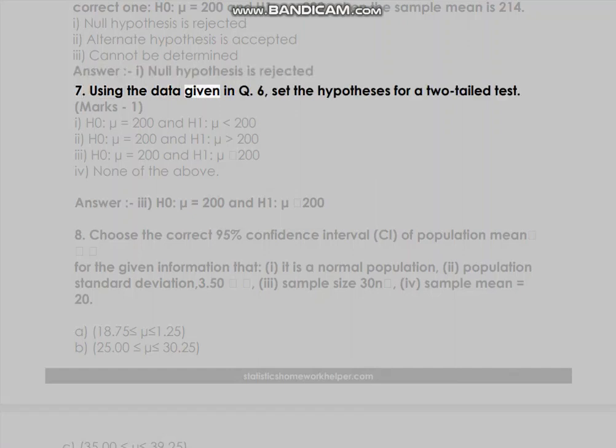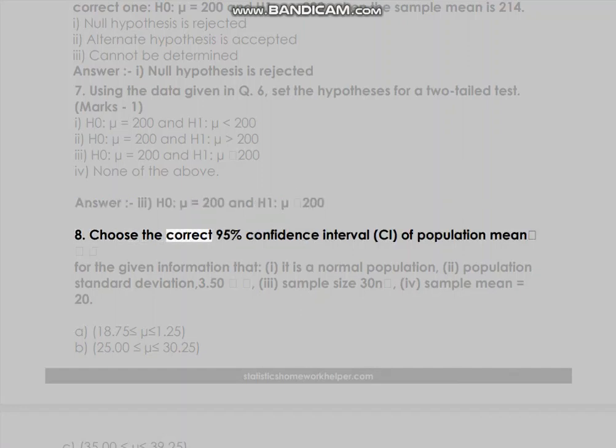7. Using the data given in 6, set the hypotheses for a two-tailed test. 1. H0: μ equals 200 and H1: μ less than 200. 2. H0: μ equals 200 and H1: μ greater than 200. 3. H0: μ equals 200 and H1: μ not equal to 200. 4. None of the above. Answer: 3. H0: μ equals 200 and H1: μ not equal to 200.